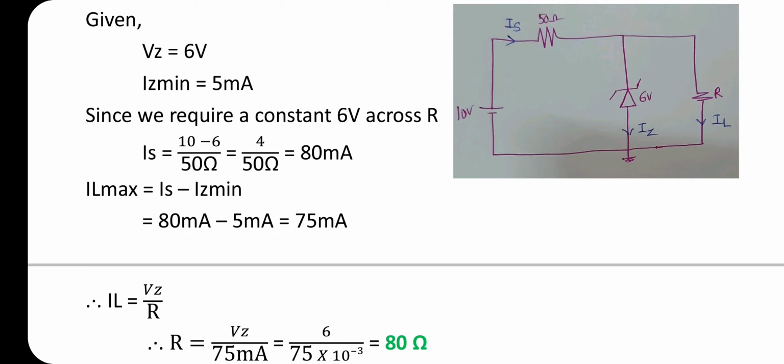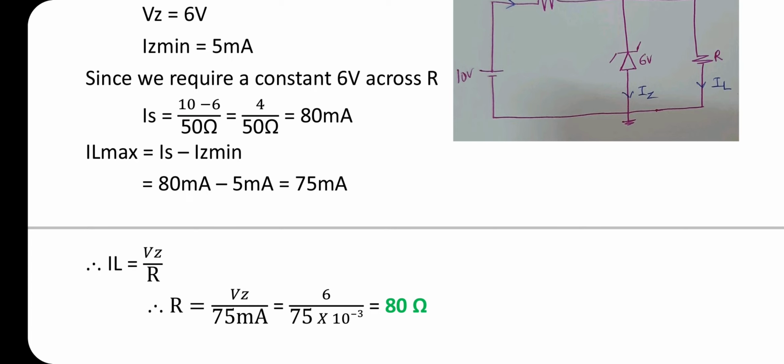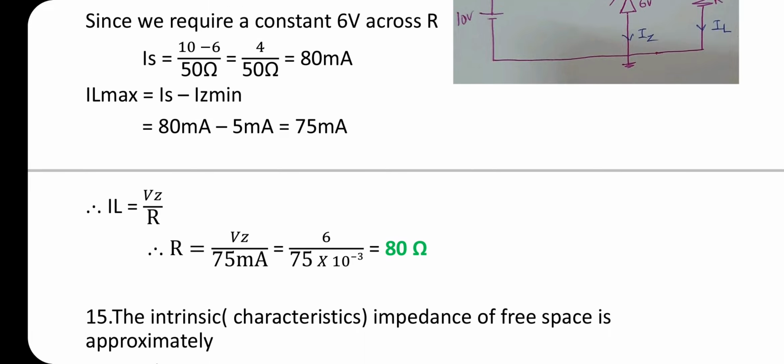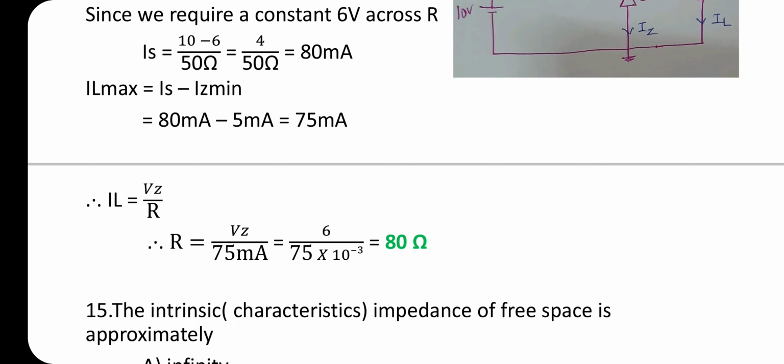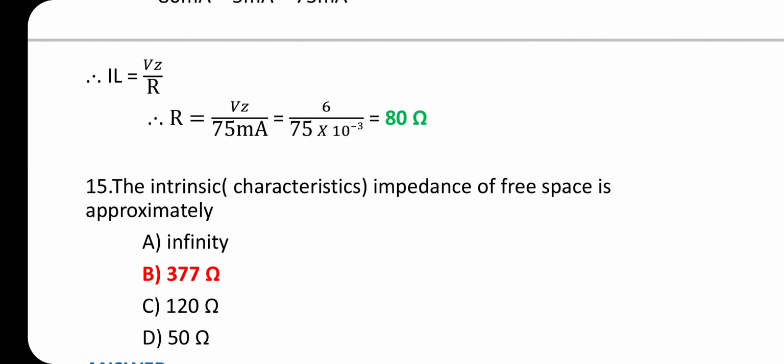IL maximum equal to Is minus Iz minimum. Substitute the values of Is and Iz minimum. That is 80 milliampere minus 5 milliampere, which is equal to 75 milliampere. Therefore, IL equal to Vz by R. From that, we can rearrange into R equal to Vz by IL. We know the value of IL equal to 75 milliampere and the value of Vz equal to 6. Substituting the values of Vz and IL, we get the value of R equal to 80 ohm.